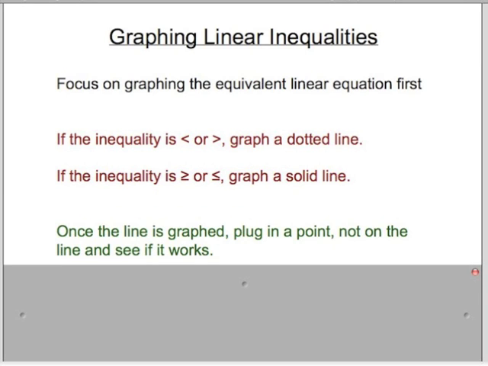So once the line is graphed, plug in a point not on the line. See if it works for our inequality. If it does work, you'll shade that side of the line. If it doesn't work, you shade the opposite side of the line. I'll show you a couple of examples.